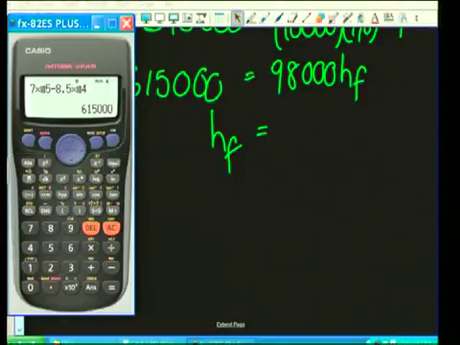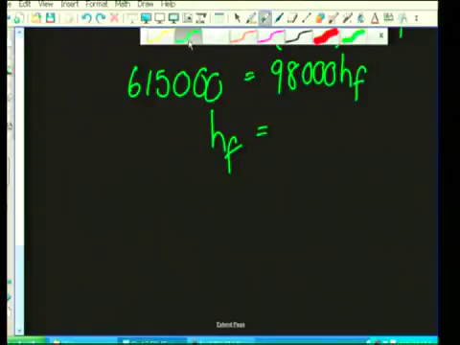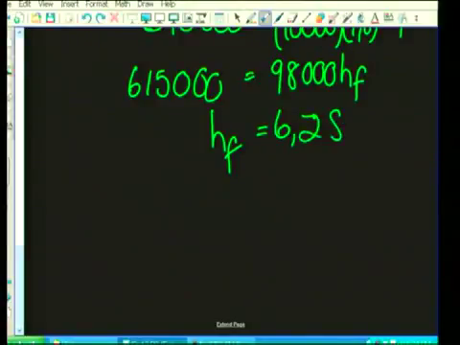I've already got the 615,000 in my calculator. I'm going to divide by 98,000. And we get 6.2755. We need to round it off. We round it up because of the 5 at the end. 6.28. It's not going very fast. It's going 20 kilometers per hour. It's only going up, and 20 degrees for a truck is very, very high.